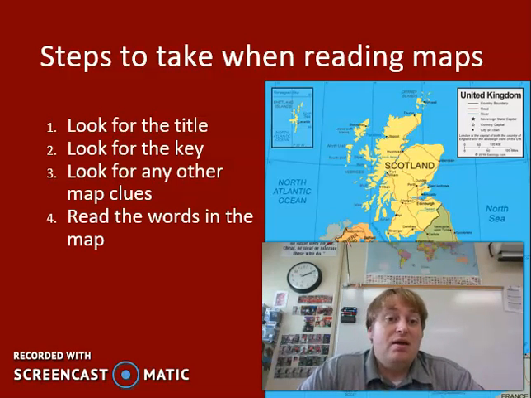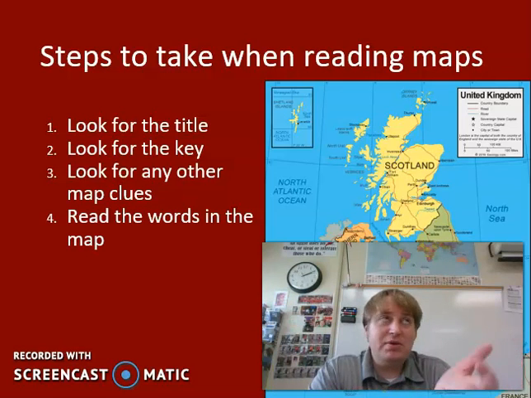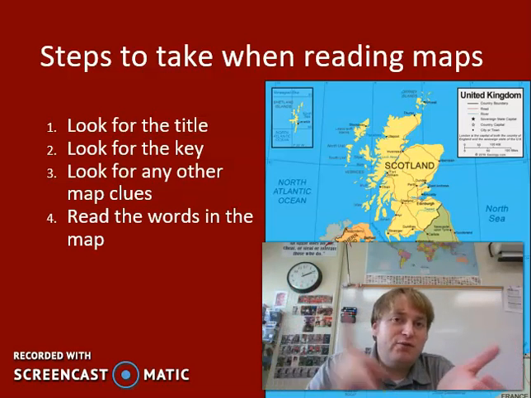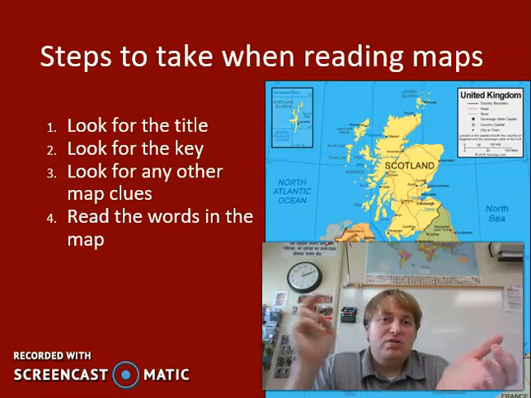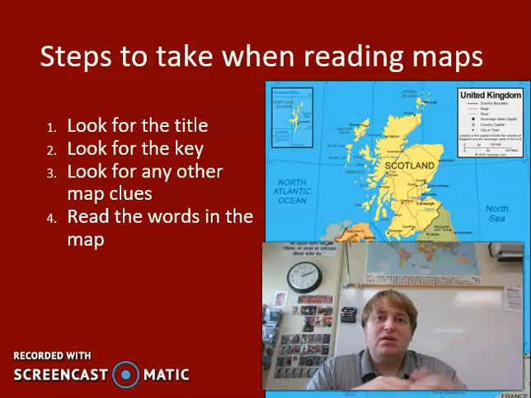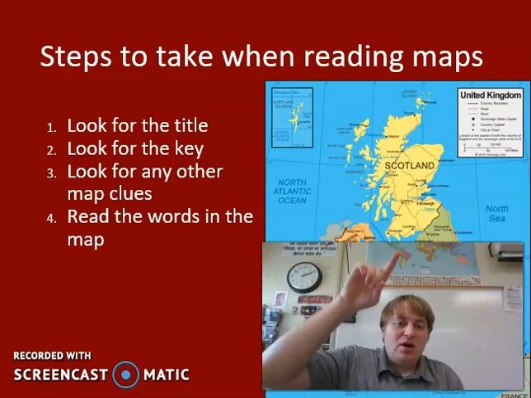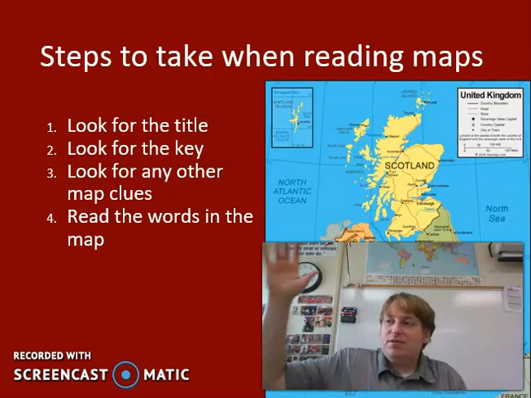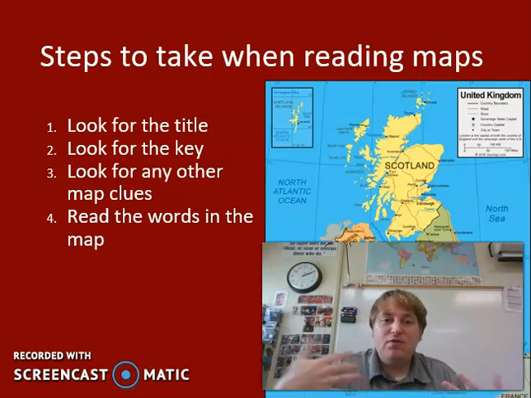The second thing would be look for the key, which sometimes has the title inside it. The key tells you all kinds of things. What is a triangle for? What does it represent? What does a star represent? What does a dot represent? Why are there red lines and blue lines and black lines and dotted lines? So the key is very, very important.